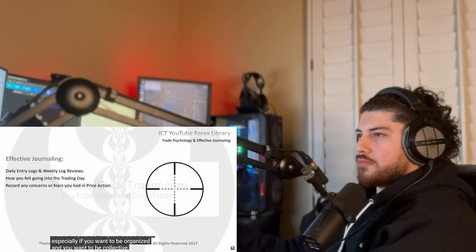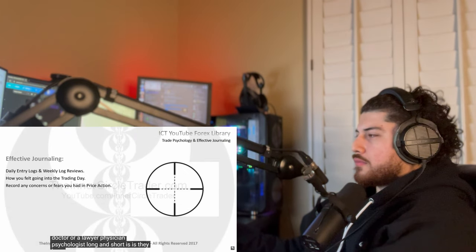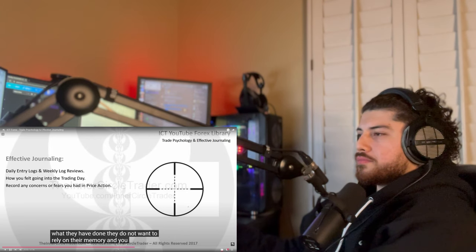So journaling is absolutely crucial to your development career. You want to be organized, and you want to be collected and calm about what you're doing. That only comes by doing this exercise of journaling. Every professional, whether it be a doctor, a lawyer, a physician, or a psychologist, keeps good records about what they say and what they have done. They do not rely on memory, and you can't rely on memory. You're going to forget things.